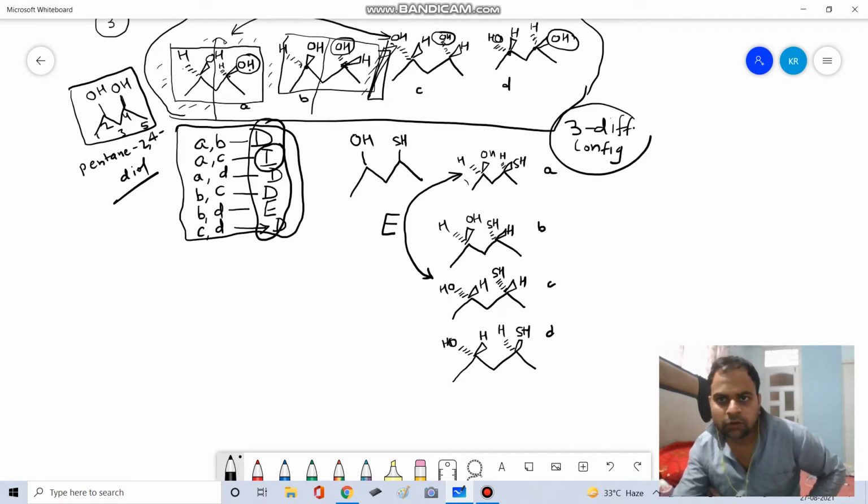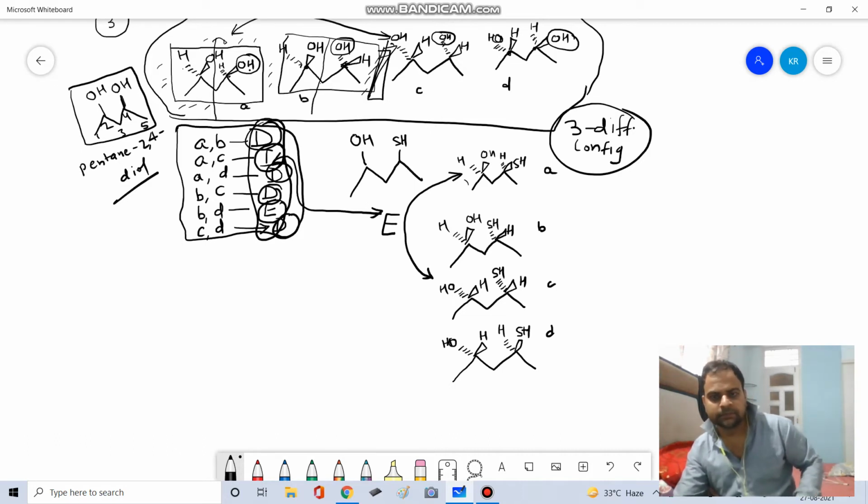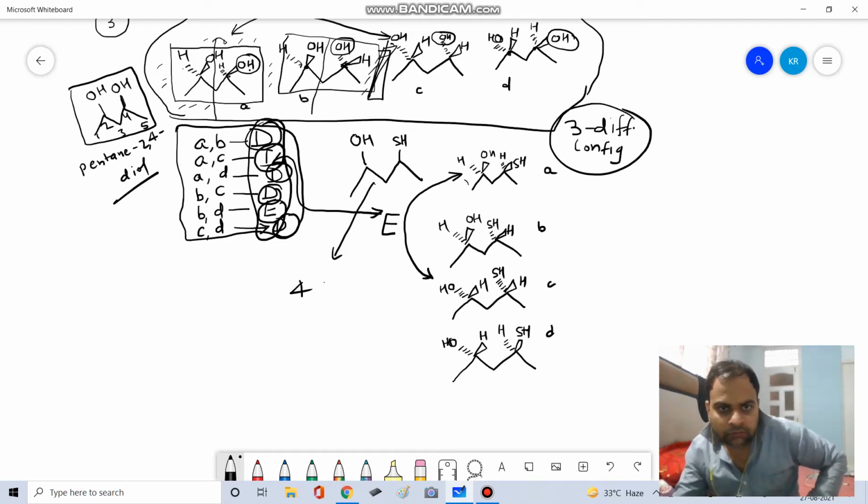and here you got all are different. So every answer is the same; instead of identical, there will be a relationship. In enantiomers, all other answers will be the same. So here you are getting four different configurations.